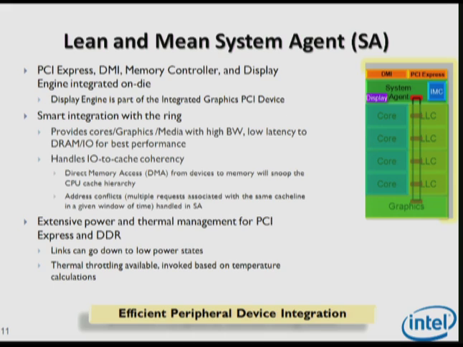Then we have the system agent. The system agent, like I said, the traditional MCH, contains the PCI Express, all the IOs, the DDR going to memory. It has an internal memory controller. It has a display engine that is used with the processor graphics. It is a smart integration with the ring, okay?